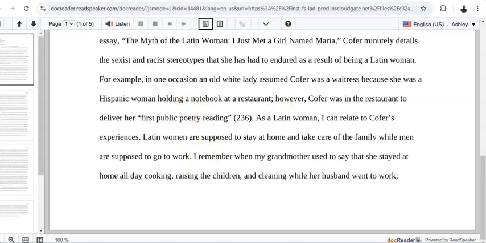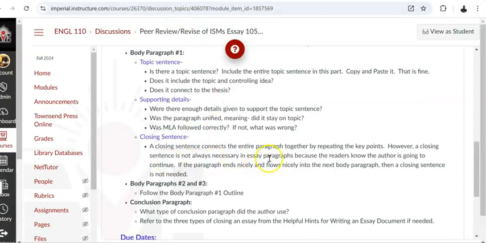And let's take a look at the last part. Closing sentence. Sometimes closing sentences in essays aren't necessary because the reader knows you're going to continue. So if there is no closing sentence and you think that it wasn't necessary, that it flows without it, then write that here. There was no closing sentence, however, it was an obvious flow or connected well to the next body paragraph anyway. So that's what you'll put there.